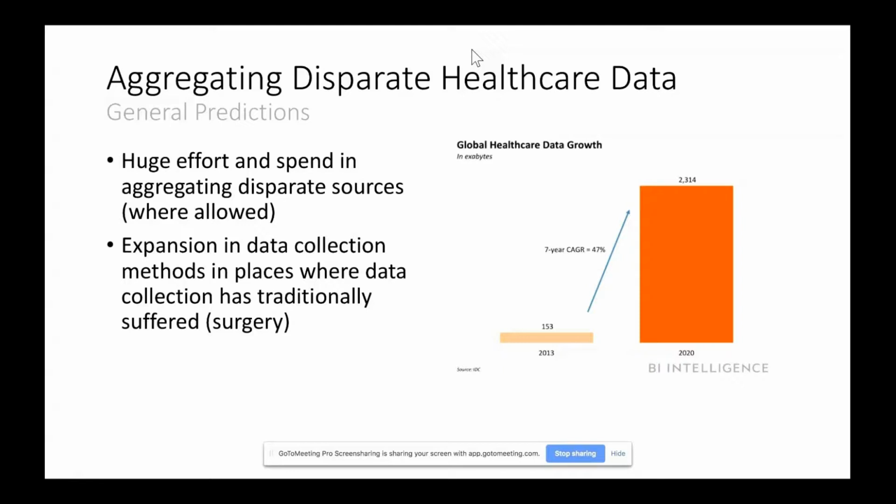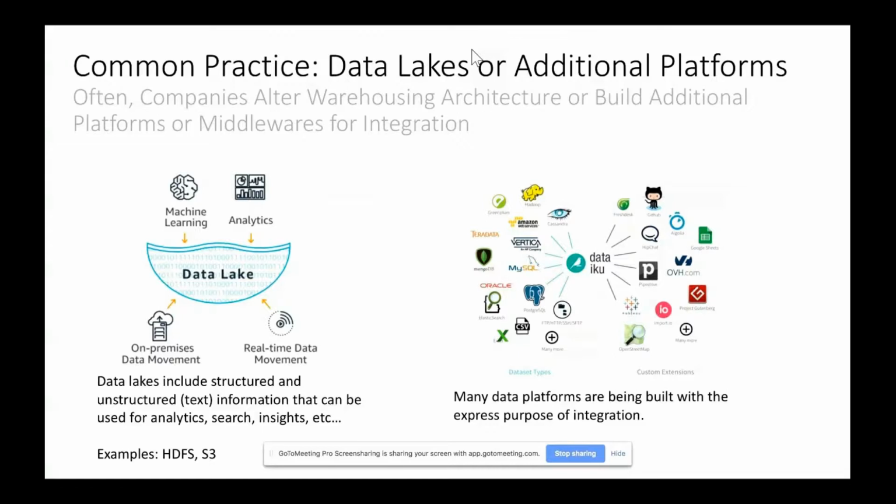There are certain data sets you're not allowed to join currently, to even attempt to identify patients or provide any additional data. And also an expansion in data methods and collection in places where the collection has traditionally suffered. I was speaking with someone who works at Memorial Sloan Kettering about the surgical rooms, and he was stating that traditionally that's been a place where data collection has been antiquated, but there are moves to modernize that situation. So a lot of common practices from the analytics standpoint are things like data lakes, or integrated platforms or additional platforms and middlewares.